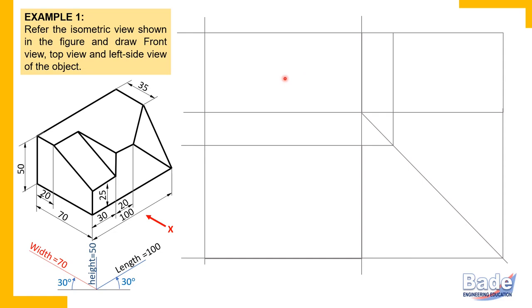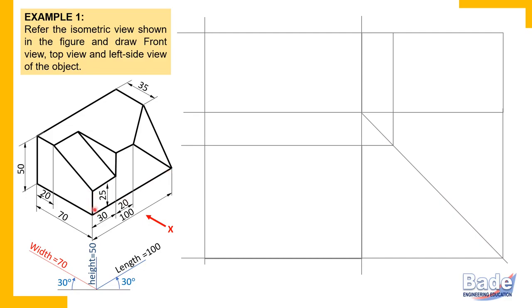Try to understand. Edges of the object which are parallel to the length, width, or height axis, those edges are called principal edges. So for example, this edge is a principal edge because it is parallel to the length axis. This edge is a principal edge because it is parallel to the width axis. This edge is a principal edge because it is parallel to the height axis. This is a principal edge. This is a principal edge.